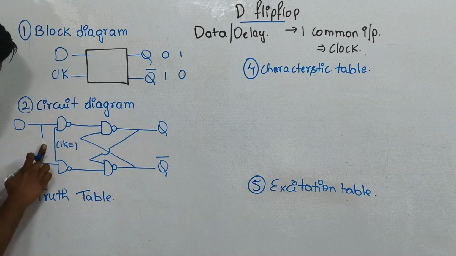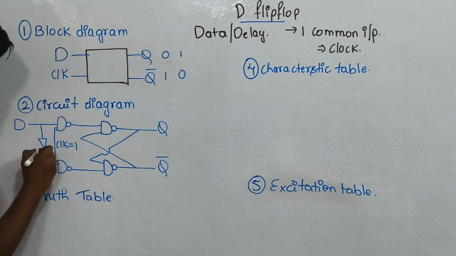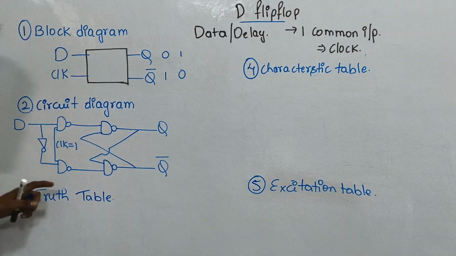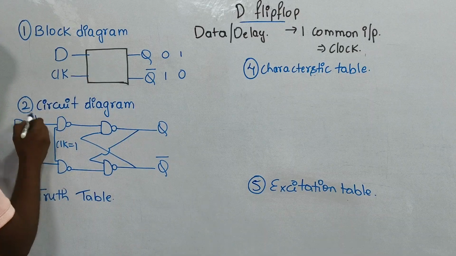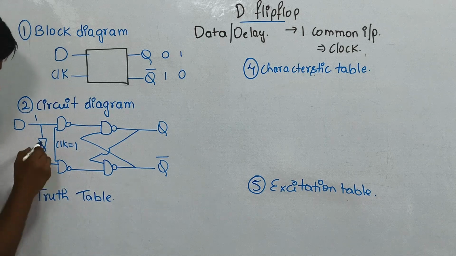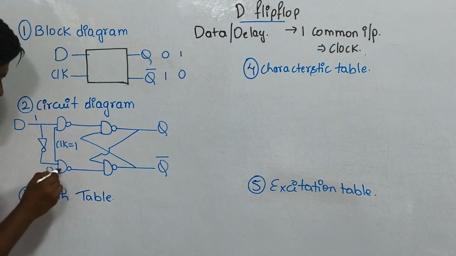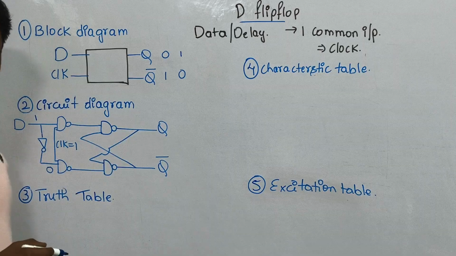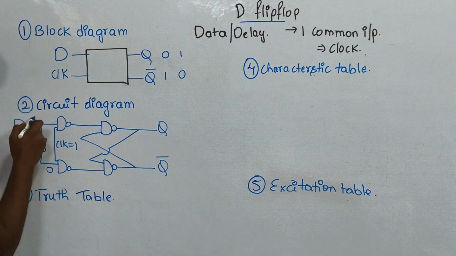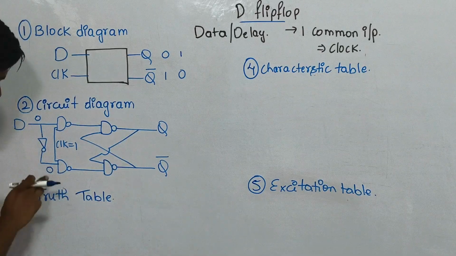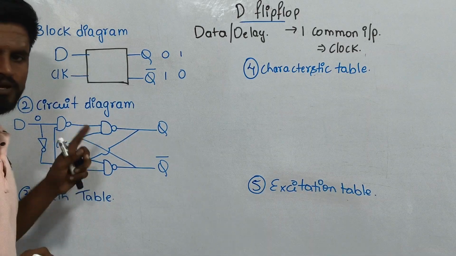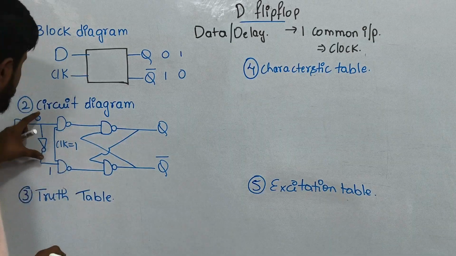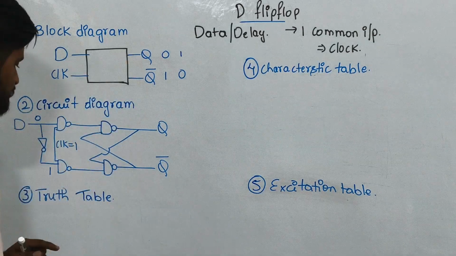So what we will be doing is, we will be adding a NOT gate here. That is, complementary inputs will be given to both these NAND gates. If 1 is given as the input from D, using this NOT gate, this NAND gate will be getting 0 as the input. If you give 0, using the NOT gate, this NAND gate will be getting 1 as the input. Like that, complementary inputs will be given to both NAND gates in the flip-flop.